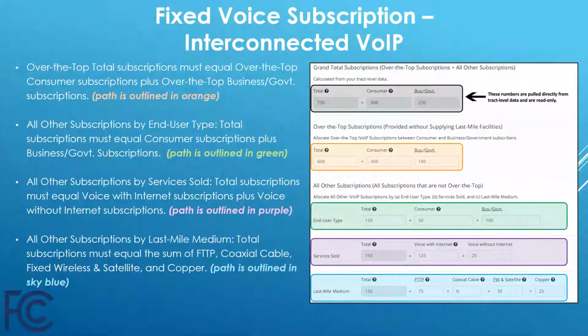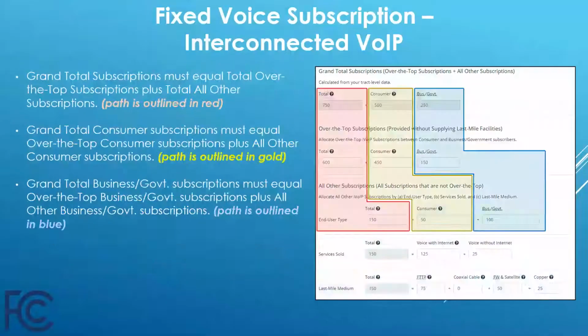In the examples on this slide, different colors are used to highlight areas of the page that must add up. These horizontal calculations are featured in 4 different colors: orange, green, purple, and sky blue. In each case, the total must equal the sum of the other forms in the color-coordinated row. On the same page, there are also 3 vertical calculations.